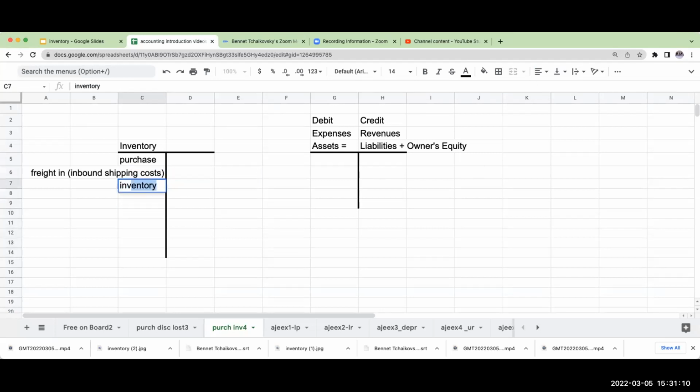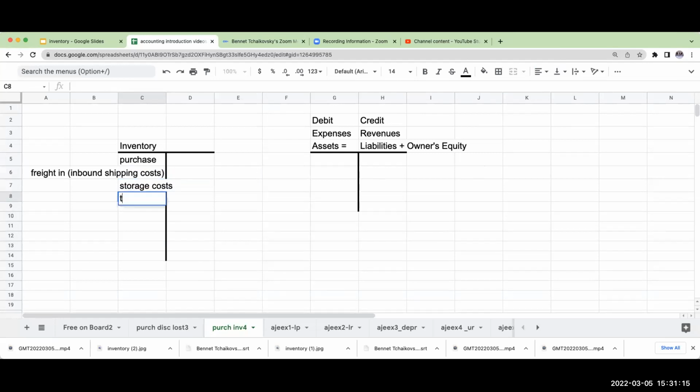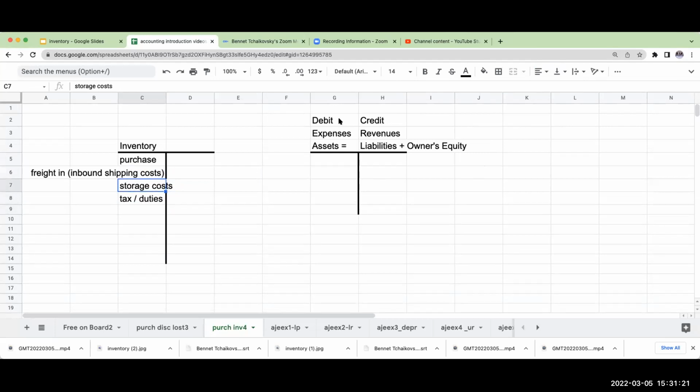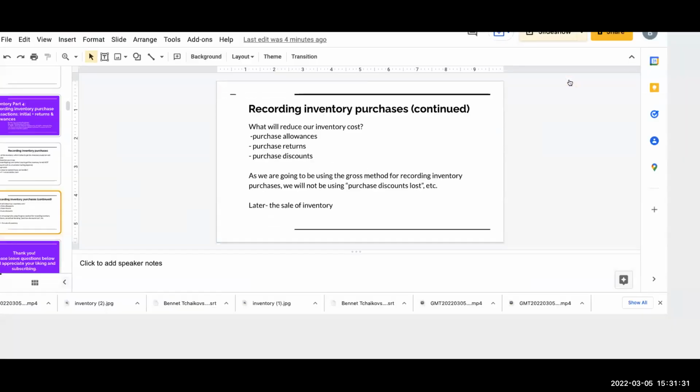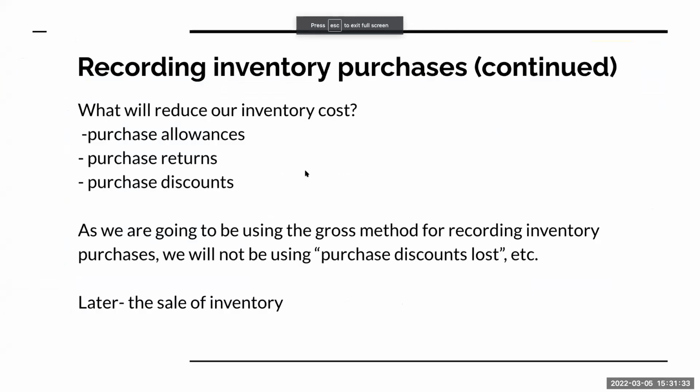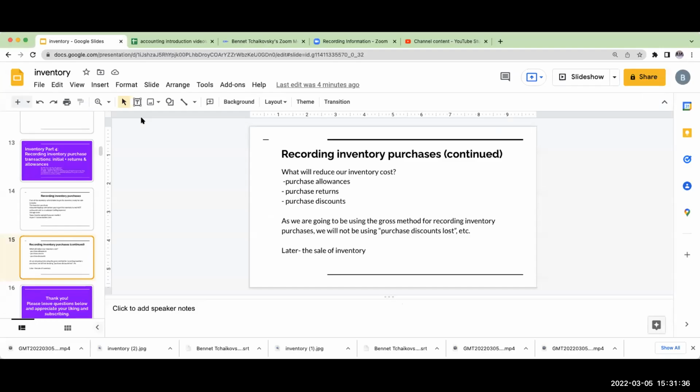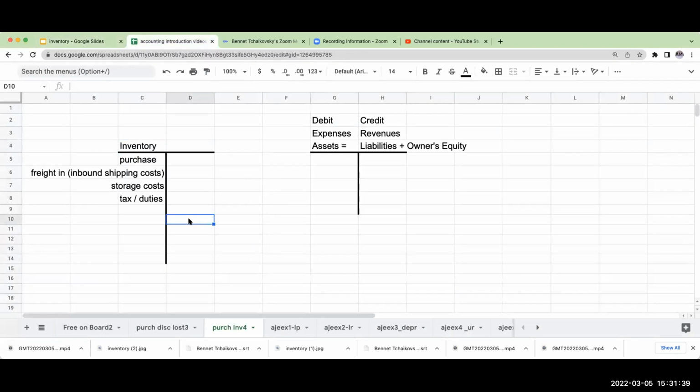So any type of inventory storage costs, any kind of taxes or duties, or any other kind of import fee. All of these items we're going to be including in terms of adding them to our inventory costs. Now, what will reduce our inventory cost? Well, when we sell inventory, we're going to debit cost of goods sold and credit inventory, but we're not quite there yet.